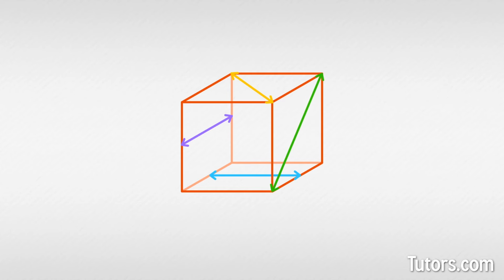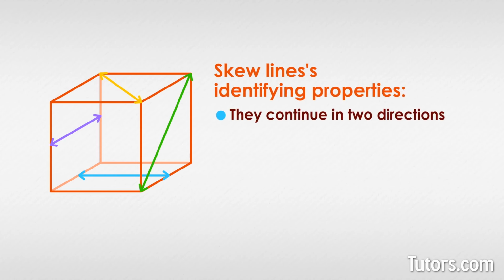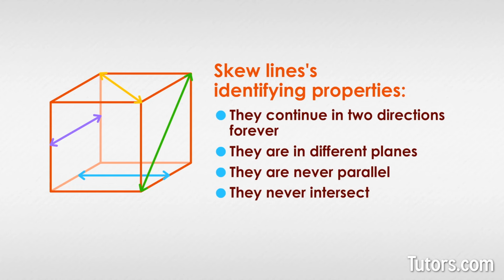They would not cooperate. Skew lines have several identifying properties that make the big wooden box impractical. They continue in two directions forever. They are in different planes. They are never parallel. They never intersect.